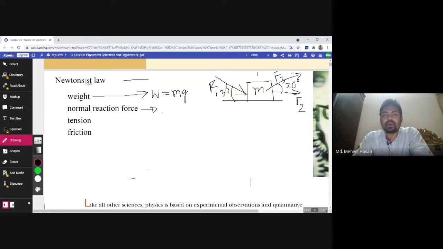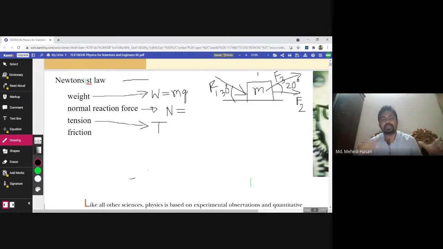And this normal reaction force is denoted by N. This N is related to the frictional force, not the friction itself. Basically this N will be different; there is no certain rule or formula to find the normal reaction force. So this is the normal reaction force N, and the tension is denoted by T. Tension will be involved when there is a string.